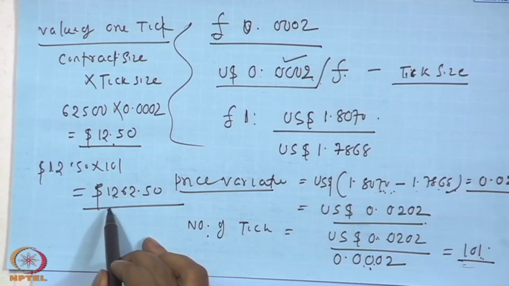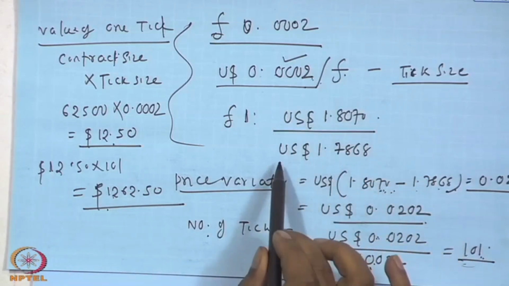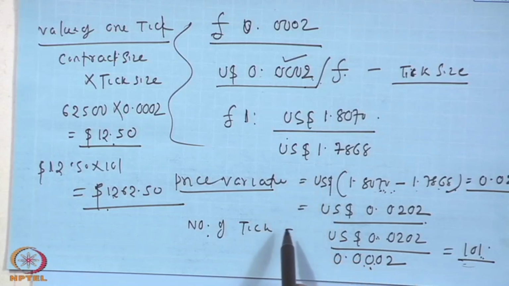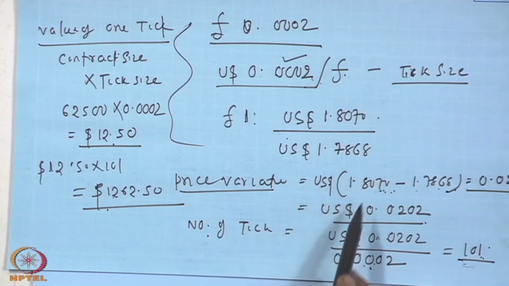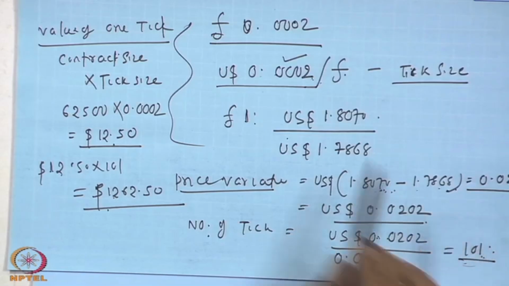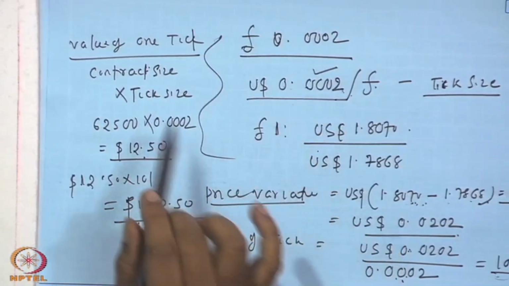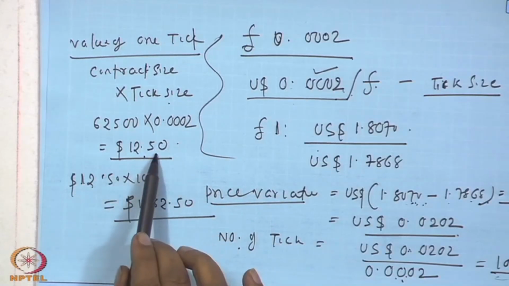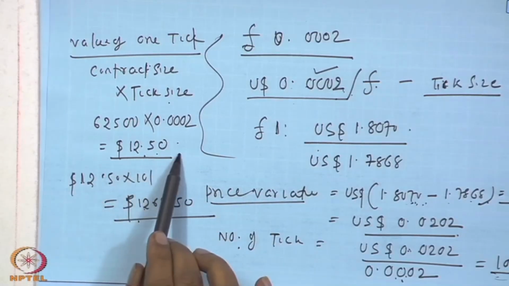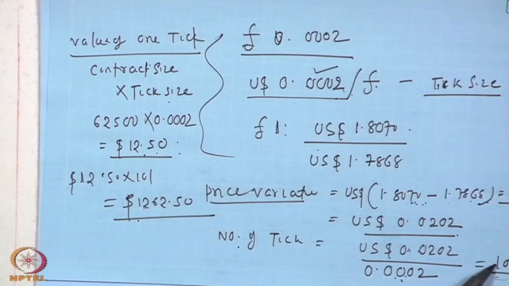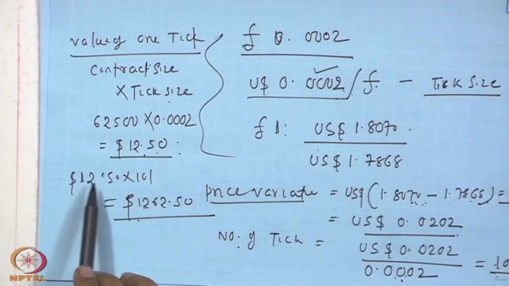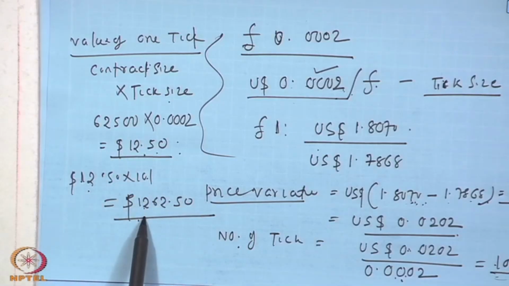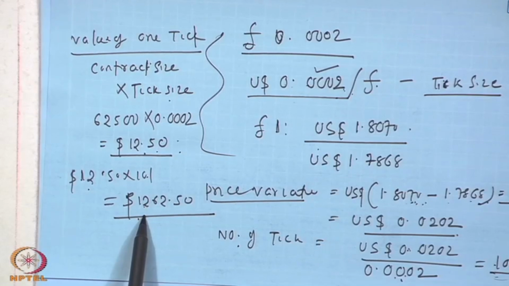What have we done here? You know the tick size; from the tick size you calculated the price variation; from the price variation divided by the size of the tick you get the number of ticks. The value of one tick is nothing but the contract size into the tick size. The value of one tick in case of pound sterling is 12.50 dollars, and we have 101 ticks variation. So 101 ticks into the value of one tick will give you the sterling contract price variation.